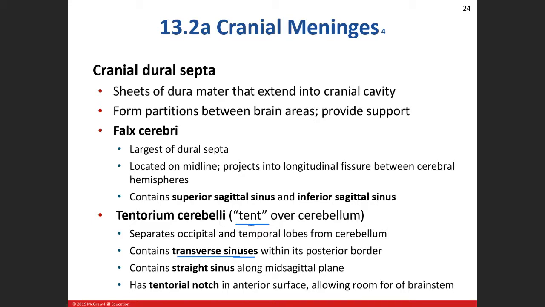But it's going to create two sinuses. The transverse sinus, which is going to be found on the back portion, all right, of the tentorium cerebelli. Okay? And then where the two transverse sinuses come together, that's going to form what we call the straight sinus. Again, I'll show you this when we're diagramming. Okay?